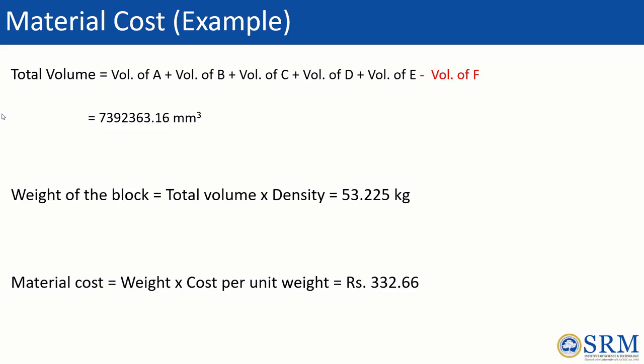Finally we will get the total volume as 7392663.16 millimeter cube. Then to find out the weight of the block, as we did in the previous problem, it's the total volume into density, which gives an answer as 53.225 kilogram. So total material cost will be weight into cost per unit weight. So we will get 332.66 rupees.